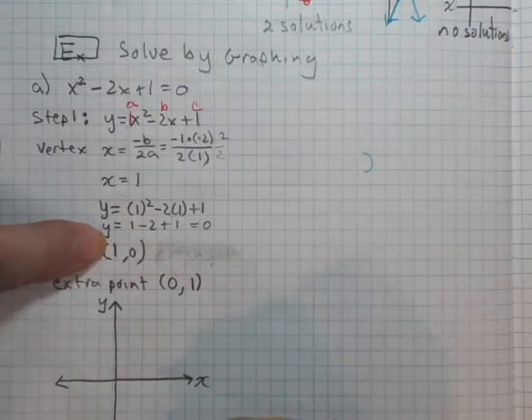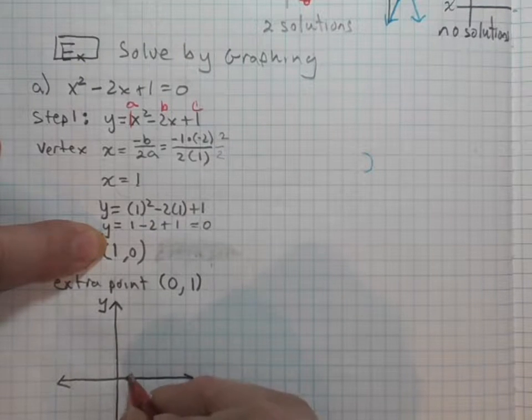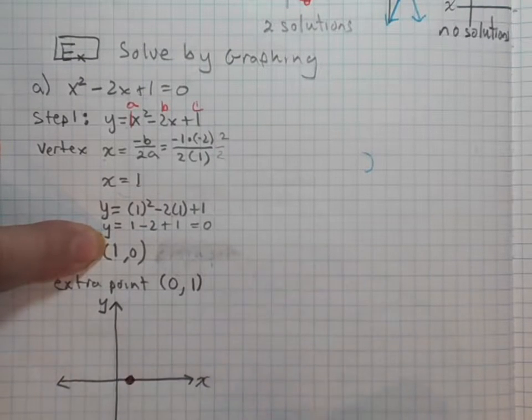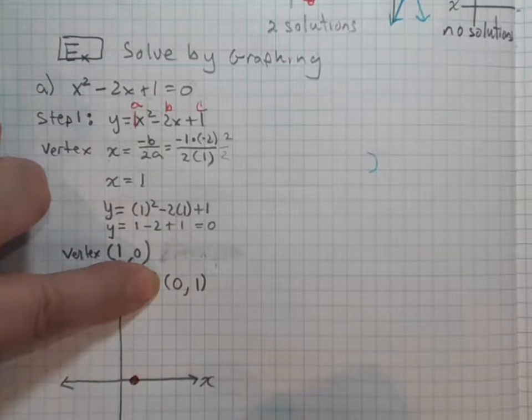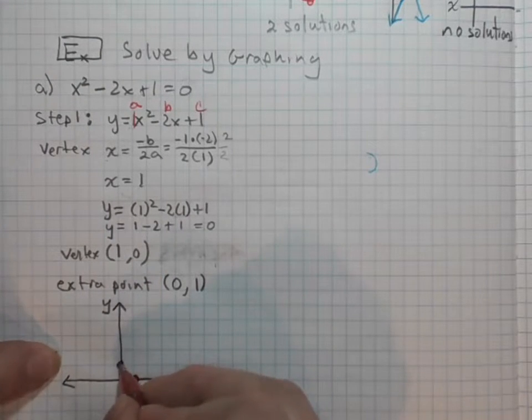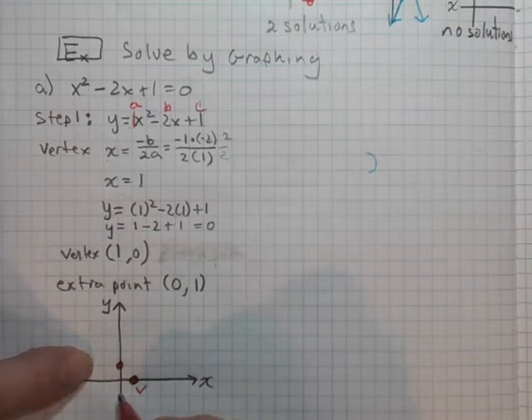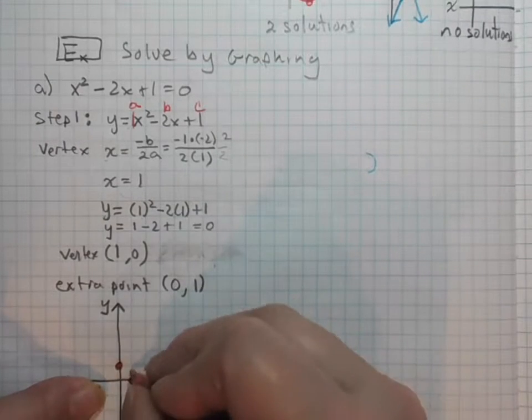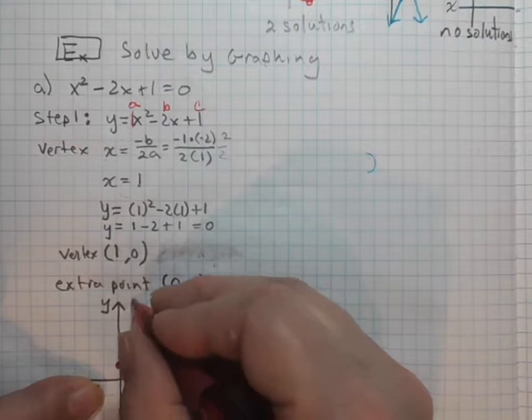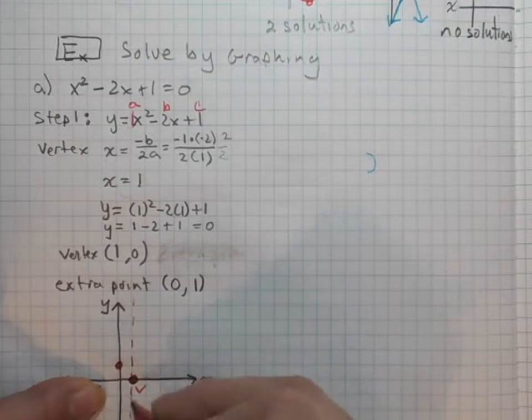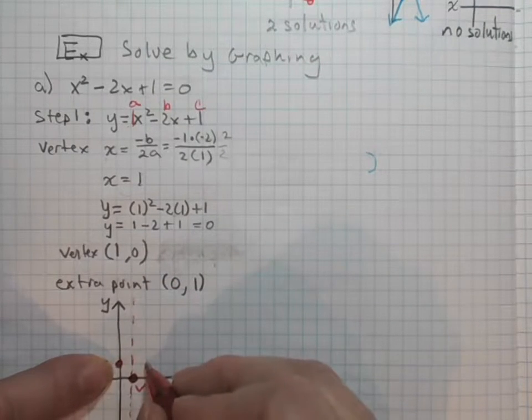All right, the vertex is at (1, 0). So I plot that point. I get an extra point at (0, 1), which is right here. Okay, so the vertex is here and the extra point is here, so I can see it's going to open up. Don't forget to use symmetry. Your axis of symmetry goes through your vertex, so think of that as your mirror. So this point has a matching point on the other side.